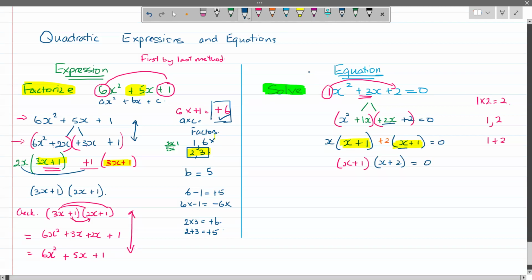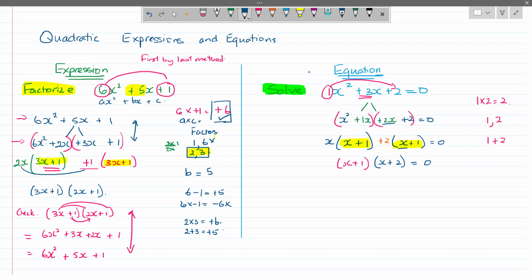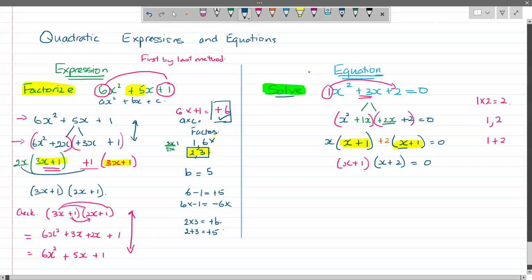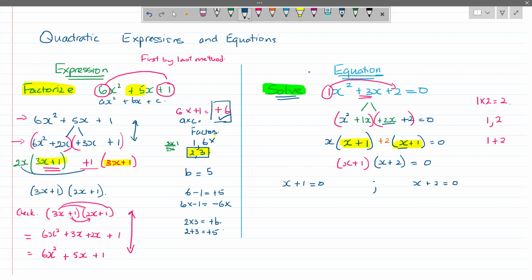equal to 0. Now, this is where we go one step further. When we are factorizing, we will stop here. But we want to solve. If we want to solve, it means that we need to find out a value for x. So we're going to take each of these brackets and put them equal to 0. And we'll separate each of them by a colon. So I have x plus 1 is equal to 0. x plus 2 is equal to 0.